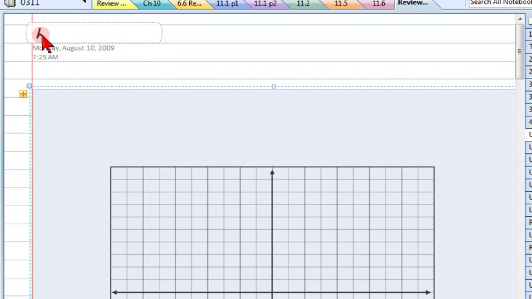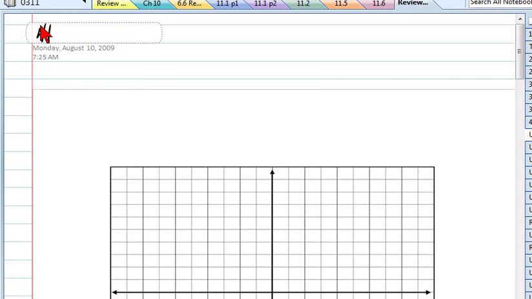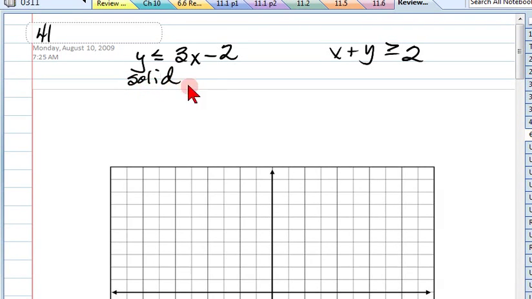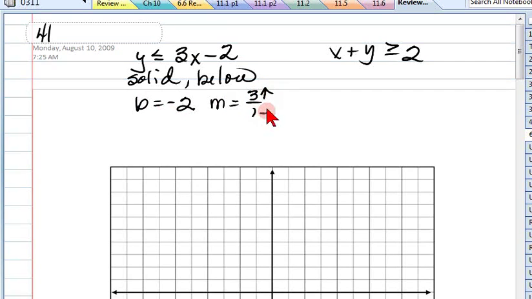Okay, 41. I have y is less than or equal to 3x minus 2, and I have x plus y is greater than or equal to 2. The first one's already in slope-intercept form. I know that we're going to have a solid line. We're going to shade below. We're going to begin at -2, and the slope is up 3, right 1.